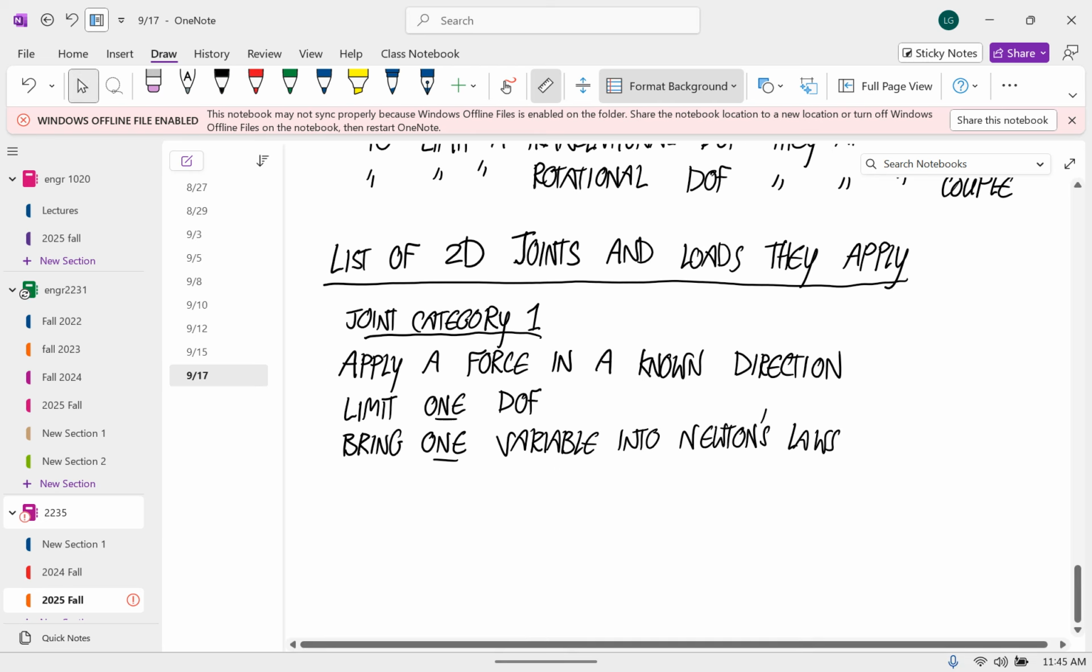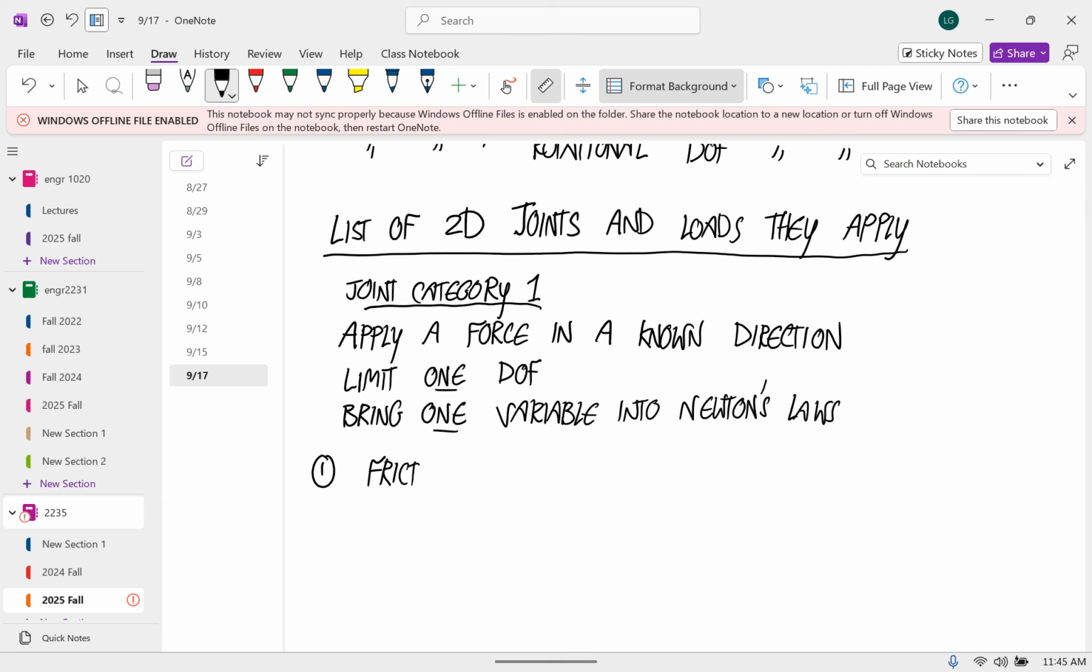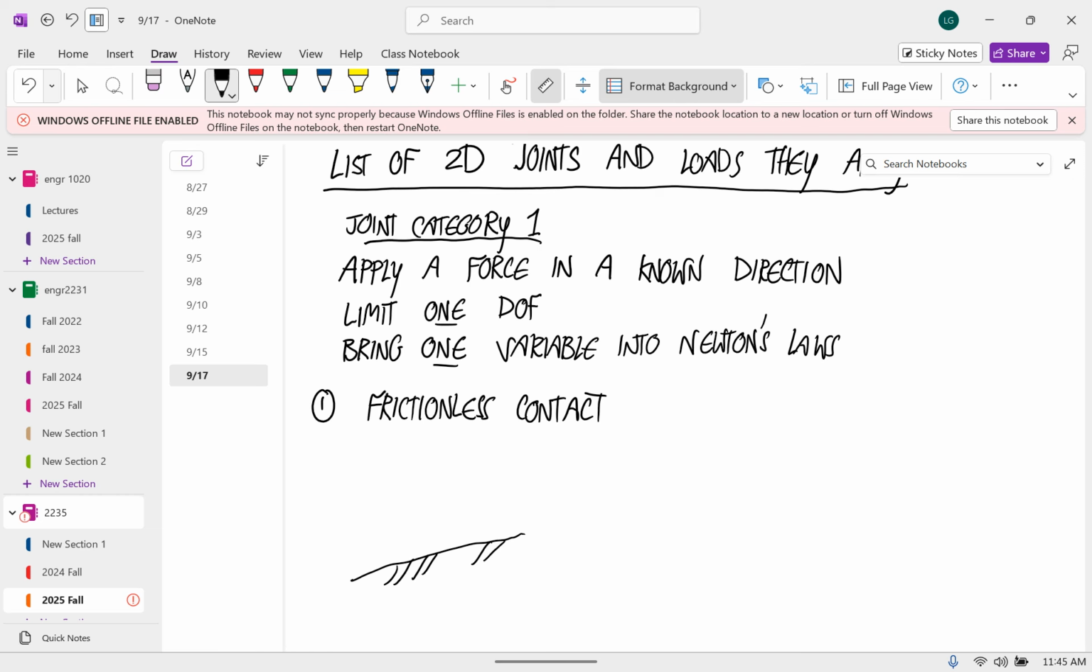The first one of these is a frictionless contact. So that might look something like this in 2D. You have a surface, and you have an object. Let me name these objects. Let me call this one body 1 and this one body 2.